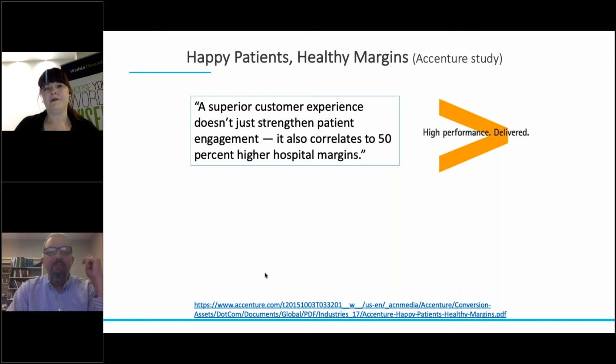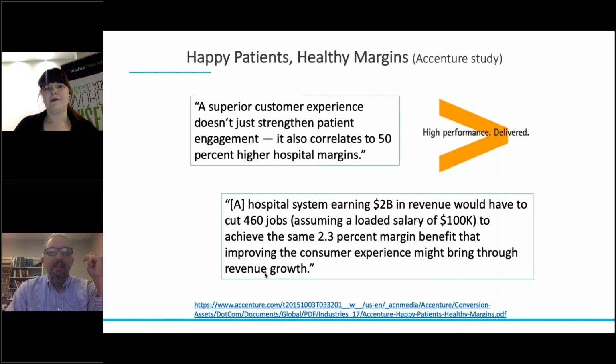And the next one, a follow-up to that: a hospital system earning $2 billion in revenue would have to cut 460 jobs, assuming a $100,000 salary with benefits, to achieve the same 2.3% margin benefit that improving the consumer experience might bring through revenue growth. So if you're talking about trying to improve experience, patient engagement, and customer experience, we know there's a correlation to saving money. And so that can help motivate, obviously, on that side of things.